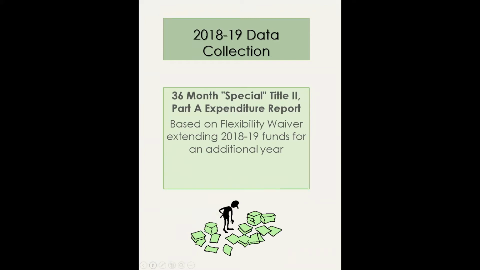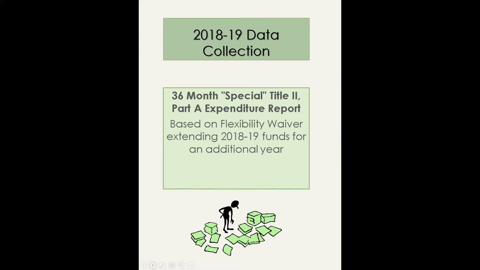And it's based on, again, the flexibility waiver, that Title II is the only program requiring a 36-month report, and that's because the other programs previously asked for reports, and Title II hasn't requested an expenditure report as recently as the other programs. So they want to check on where you are with spending that Title II money.